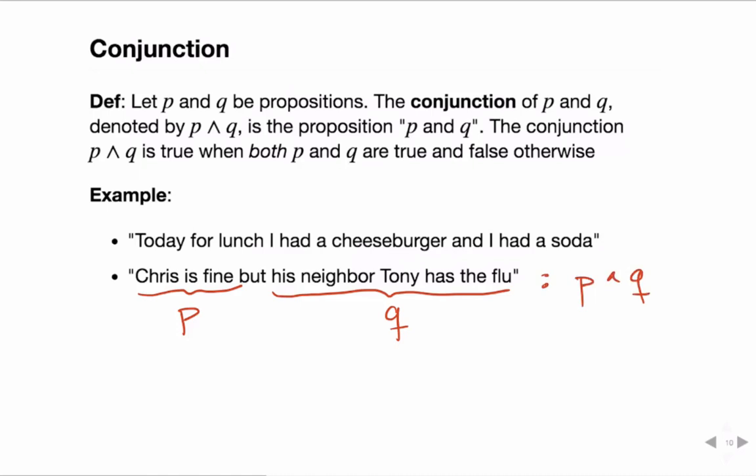Now, this looks a little bit different because it doesn't actually use the word "and" anywhere. In fact, it uses the word "but." But if you think about it, "but" is actually a conjoining word. It's just an artifact of the English language that we use "but" when the two things that we're conjoining are in some sense at odds with each other. That doesn't make it any less of a conjunction. It's just a quirk of the English language.